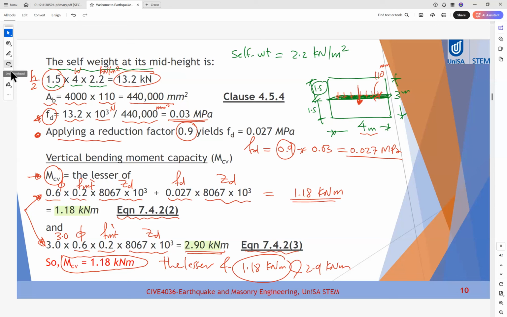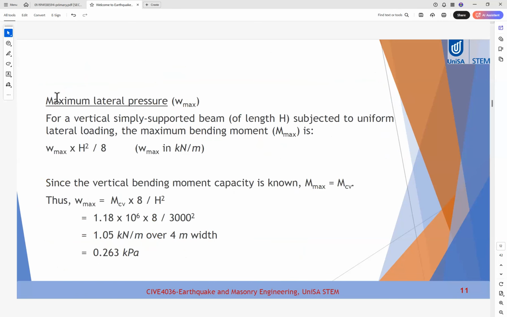So this is our first requirement. MCV, or the capacity of the wall in the vertical direction, is 1.18 kilonewton meter. Do you have any question, guys, for this one?